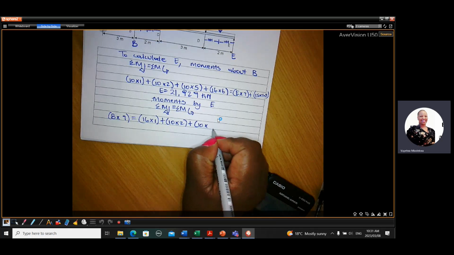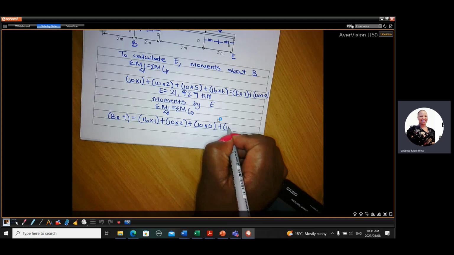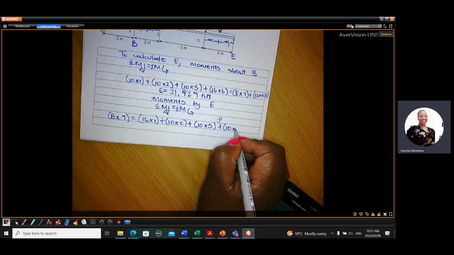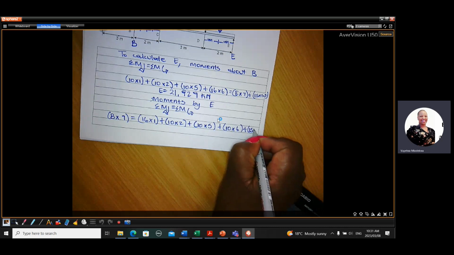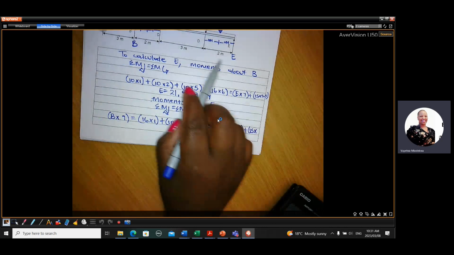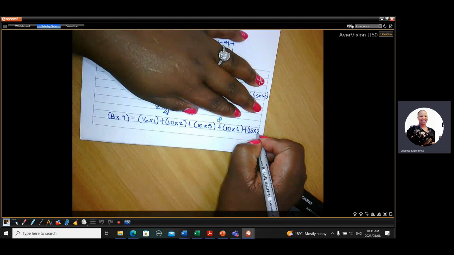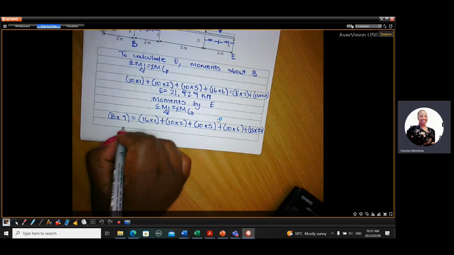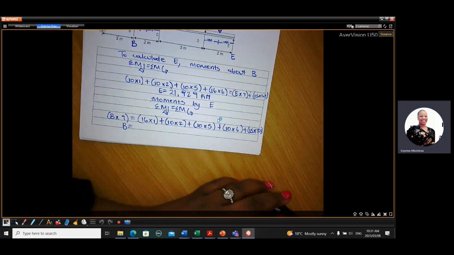The next force is this 10. How far is 10 from E? It's 5. The next force is this 10. How far is this 10 from E? It's 6. And then the last force is 15. How far is 15 from E? It's 2, 4, 5, 6, 7, 8.5. 8.5.